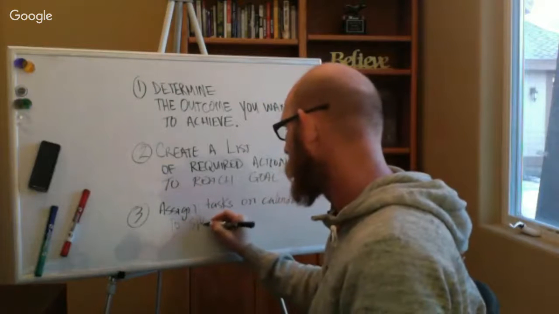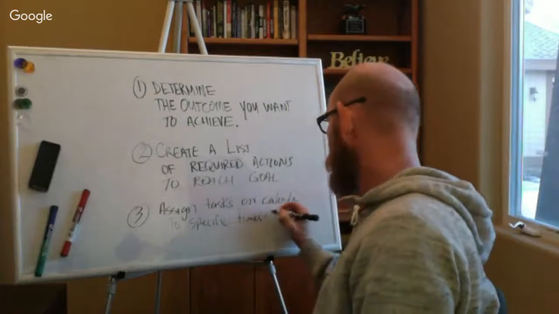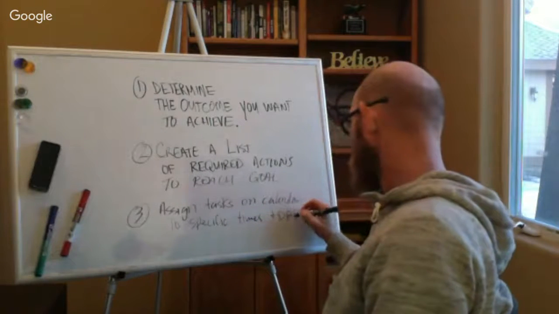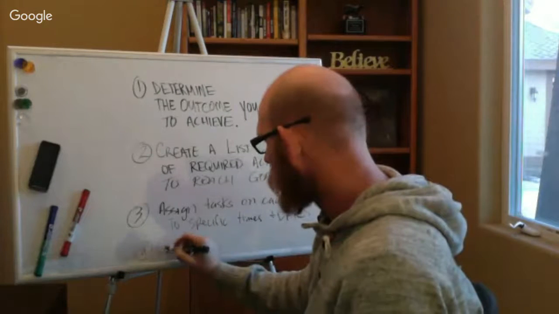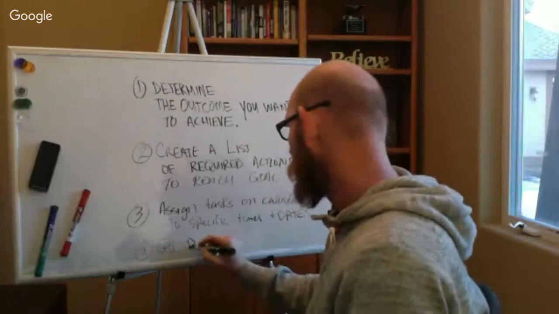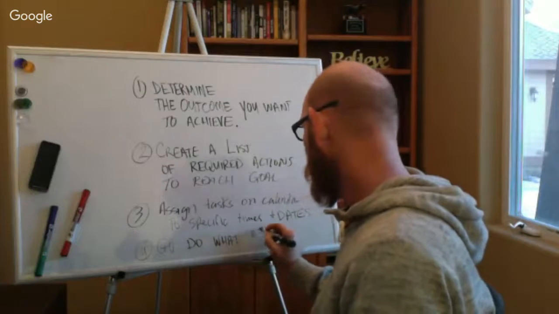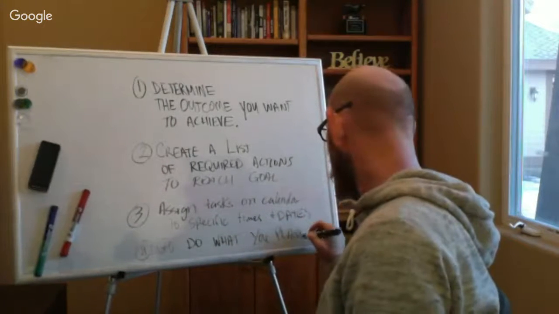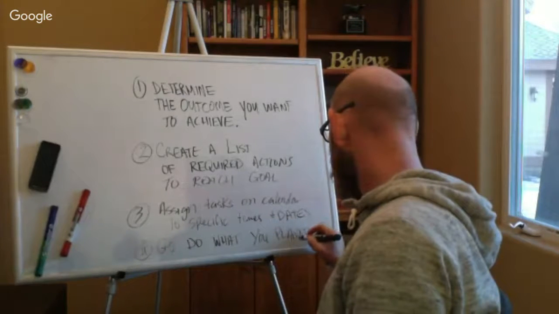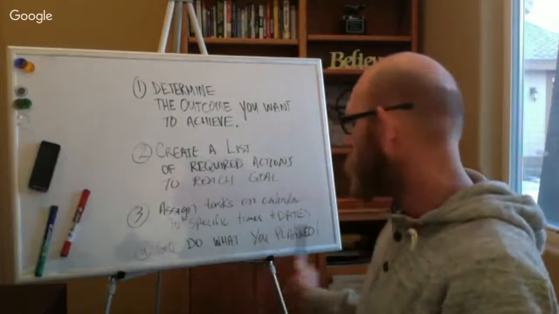to specific times and dates. Okay? And then number four, go do what you planned. That's it. So now step four is the easiest part. Now is go do what you planned.